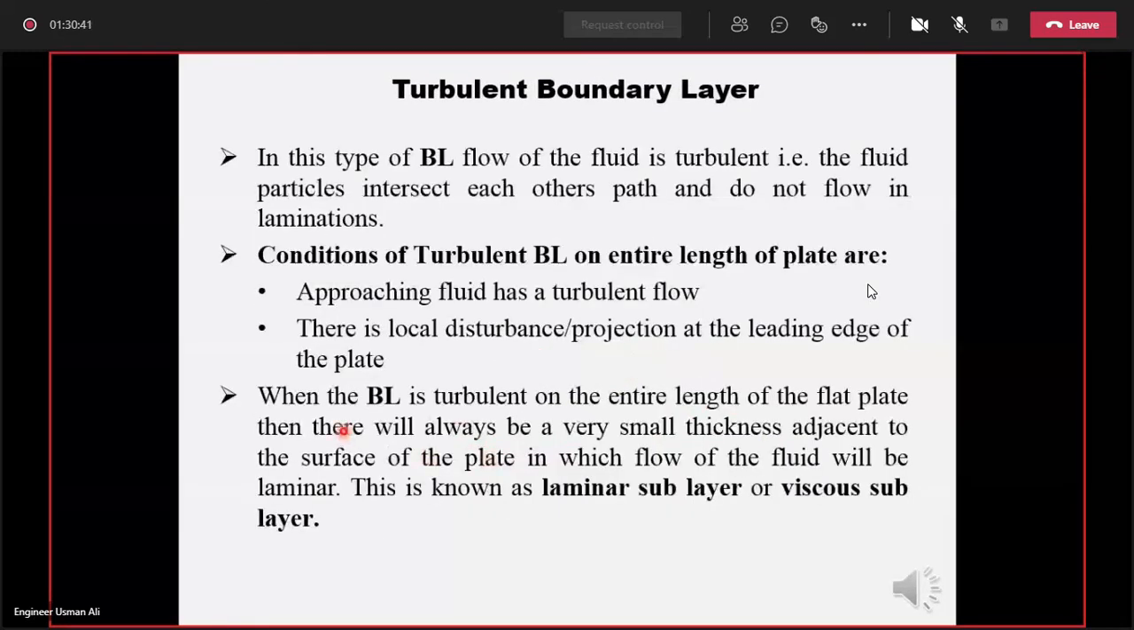So when the boundary layer is turbulent on the entire length of the plate, then there will always be a very small thickness adjacent to the surface of the plate in which the flow of the fluid will be laminar. This is known as the laminar sublayer or viscous sublayer.